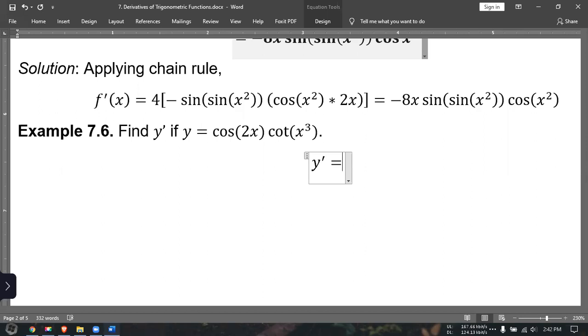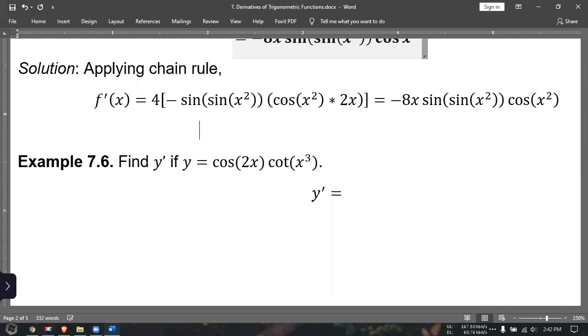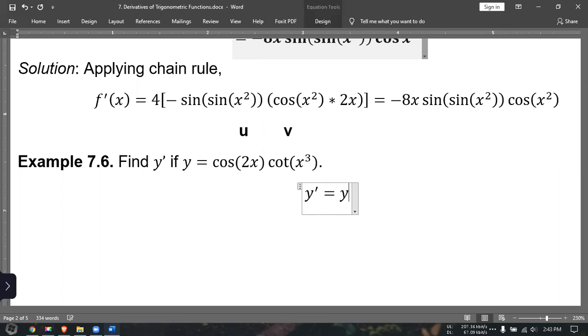Product rule, sir. Yes, product rule. If you're still confused about the product rule, we let u be cosine 2x and v be cotangent x cubed. Following the rule, that is u dv plus v du.